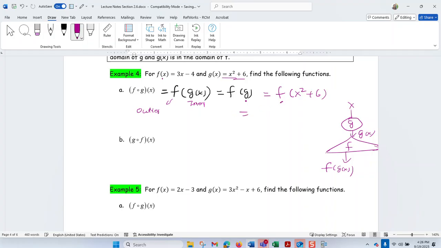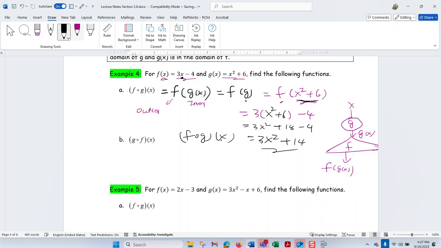So where's my f? f is 3x minus 4, right? And this x can be changed by anything inside the parentheses. All right, so I have 3x minus 4, and this x here is the entire parenthesis. It's x squared plus 6, and then I just calculate. So that's 3x squared plus 18 minus 4, right? And that's 3x squared plus 14. So that is the f composite g of x function.